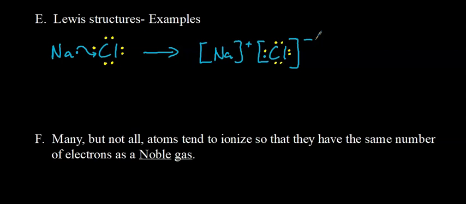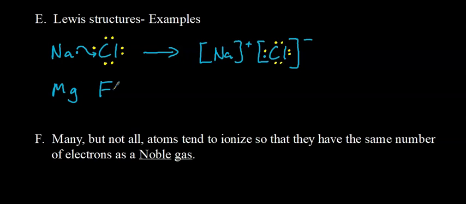Let's try another example. Again, I want you to show with Lewis structures how the ionic bond forms between magnesium and fluorine. We'll do the same thing. We'll take the Lewis structure for magnesium and put it right next to fluorine. And keep in mind that atoms form chemical bonds in order to become more stable.